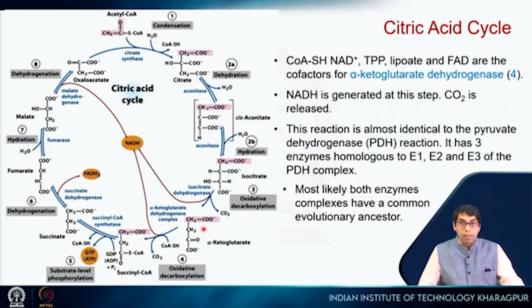We are here, right. So now alpha ketoglutarate is converted to succinyl coenzyme A. So again coenzyme A comes in, right. One molecule of carbon dioxide goes out, electrons are taken up by NADH. So coenzyme A, NAD plus, TPP, lipoate, FAD, these are the cofactors for alpha ketoglutarate dehydrogenase. If you recall from a few slides back, these were the exact same cofactors for pyruvate dehydrogenase. So it turns out that alpha ketoglutarate dehydrogenase and pyruvate dehydrogenase are very similar enzyme complexes.